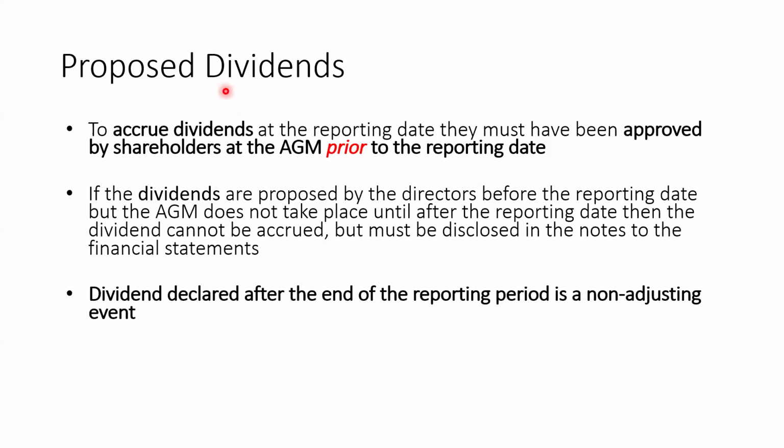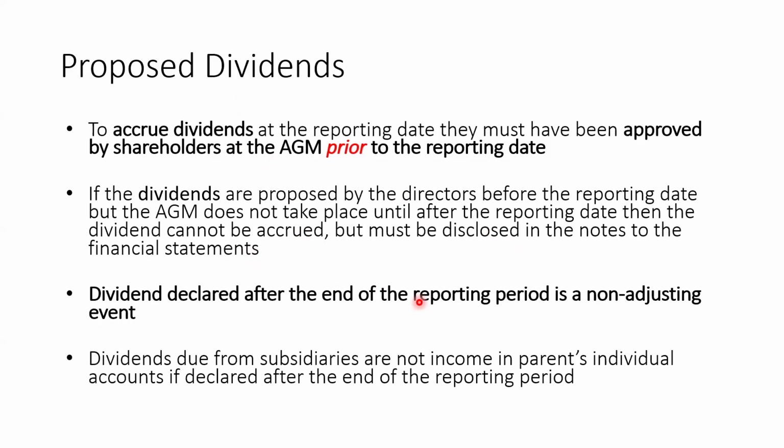Now, dividend declared after the end of the reporting period is a non-adjusting event, so it should therefore be disclosed. Dividend due from subsidiaries is not income in the parent's individual account if declared after the end of the reporting period. This one will be meaningful to you when you get to final year and you learn groups, where dividends from subsidiaries, parent, associates, and those things. There wouldn't be any question on this because it's beyond you at this point.